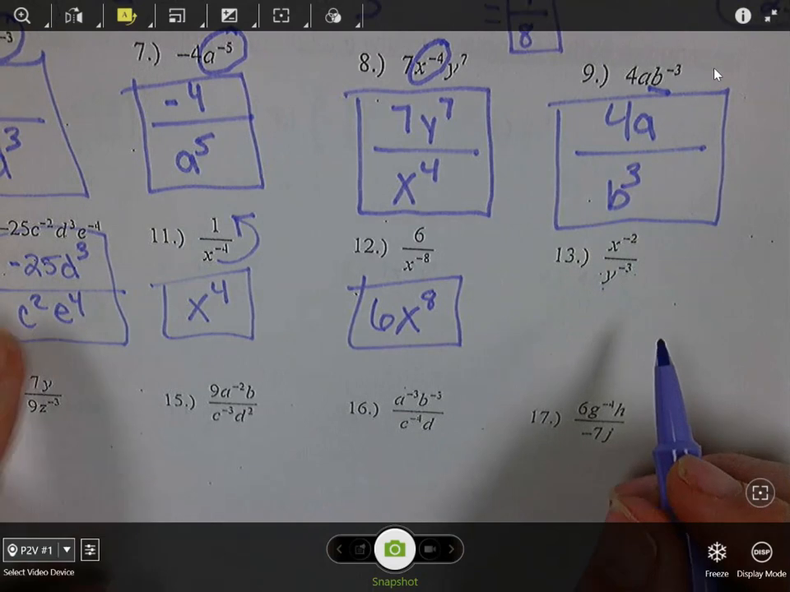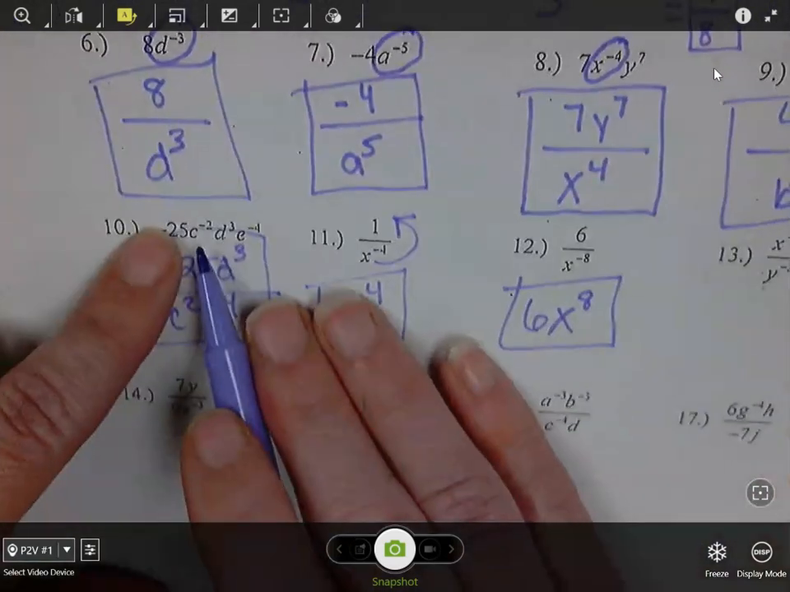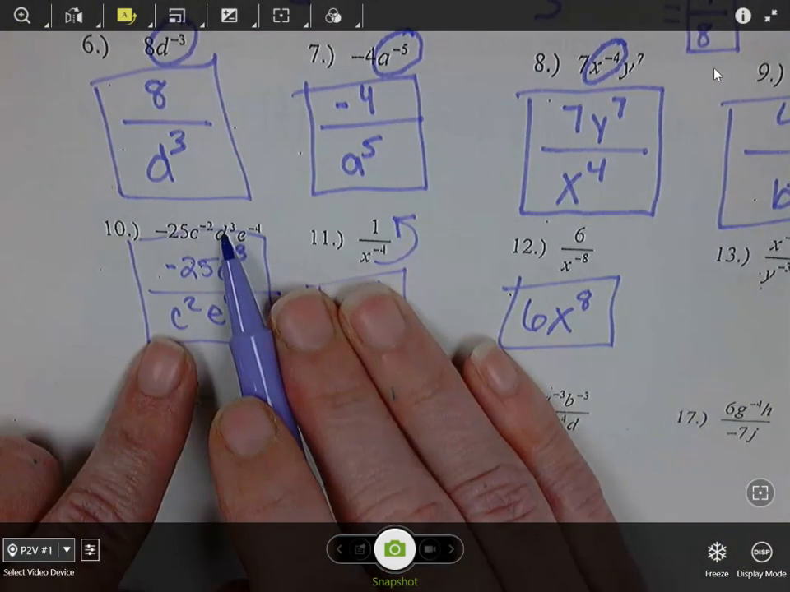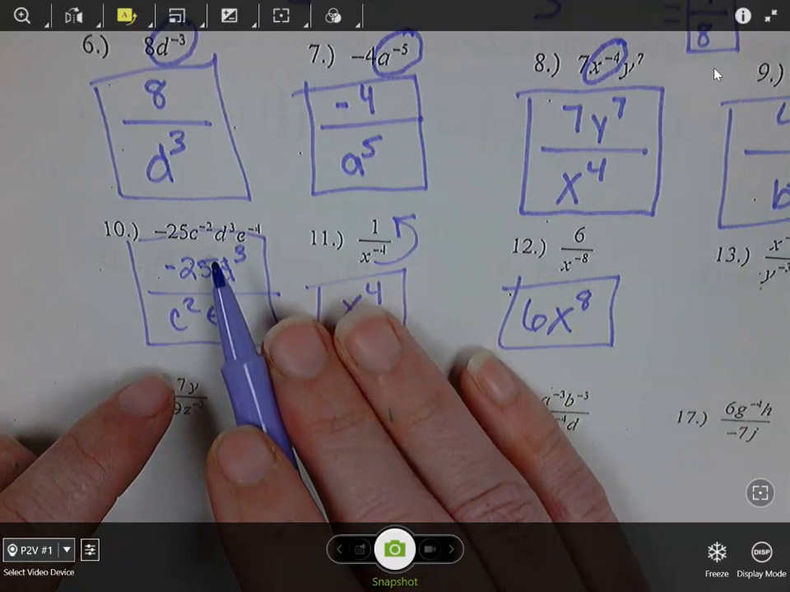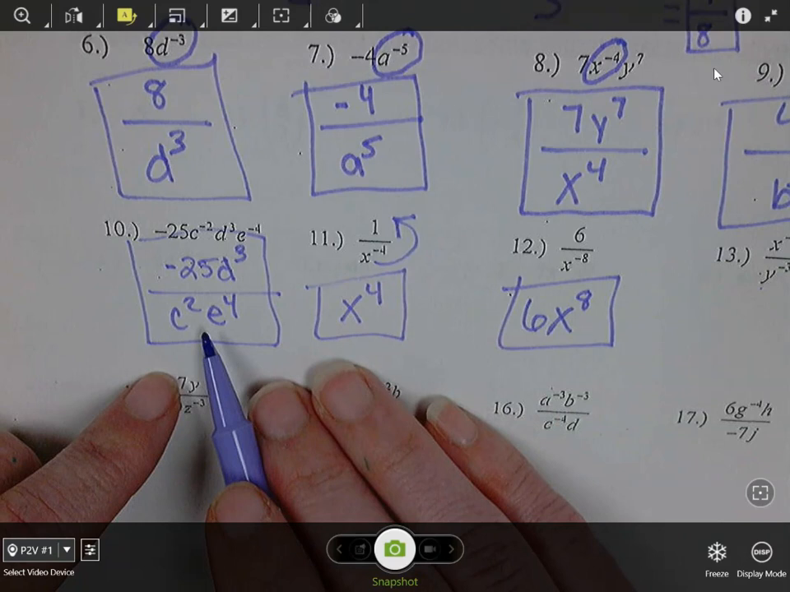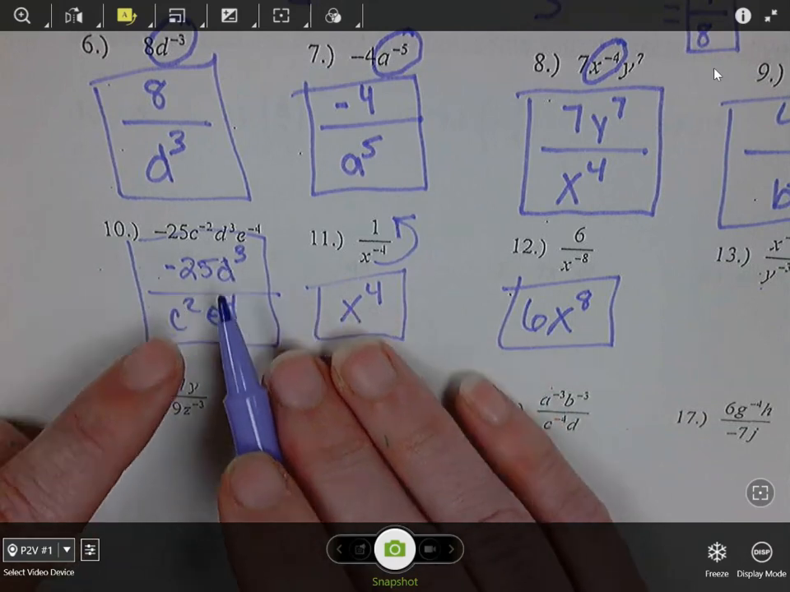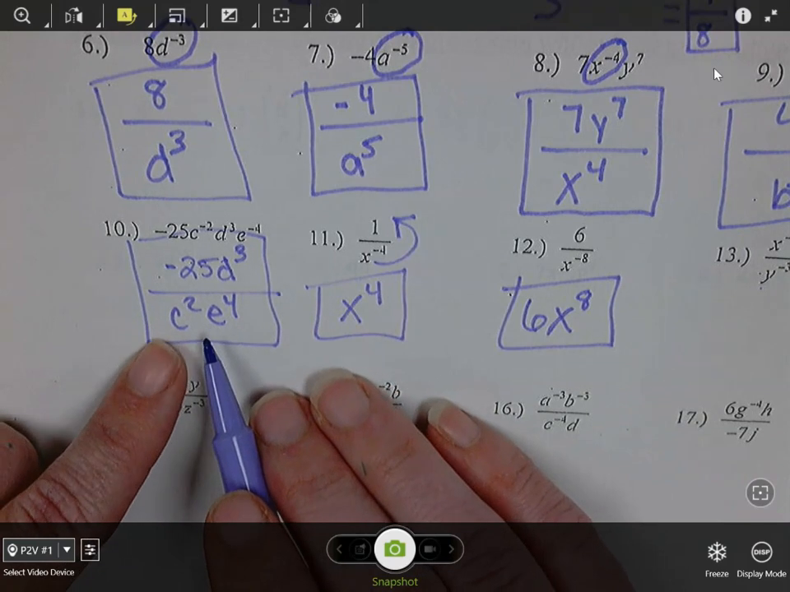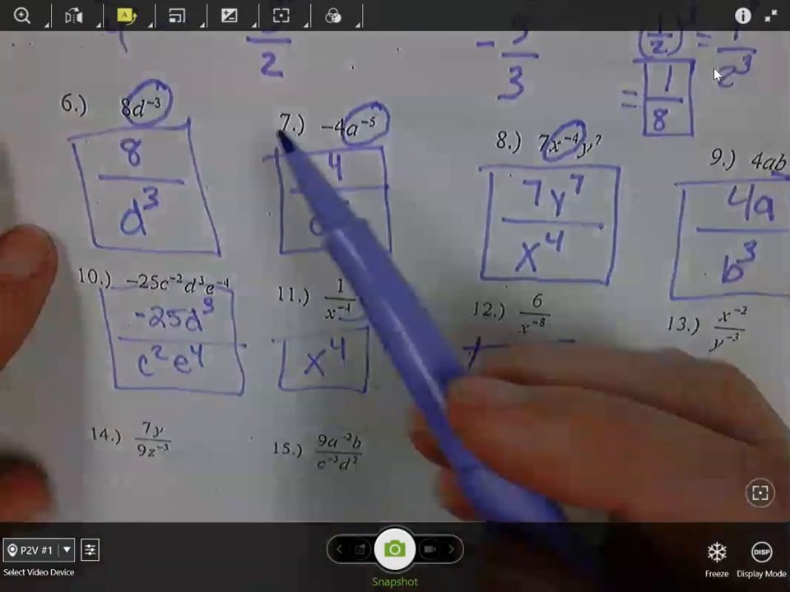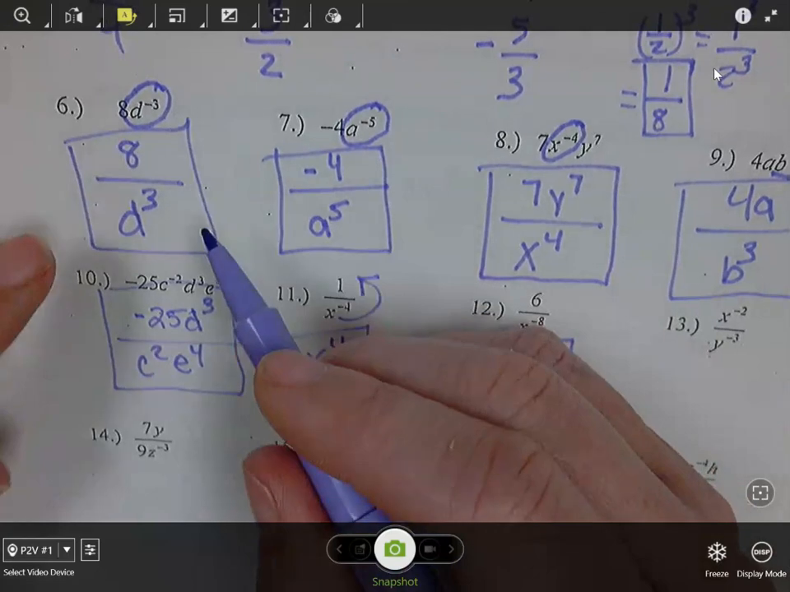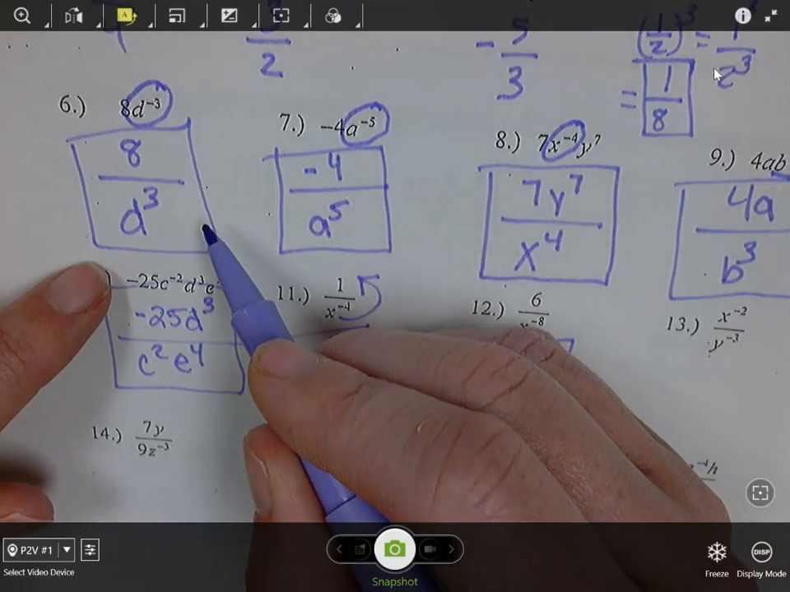Okay, let's look back here. Look at number 10. The C to the negative 2 had a negative exponent. So what happened to that C squared? Where did I put it to make it a positive? Alexis, where did that C squared go? On number 10, yeah, it went to the bottom. Because if you notice, look at number 6. D to the negative 3. Where did I put that to make that a positive 3? I put it on the bottom.